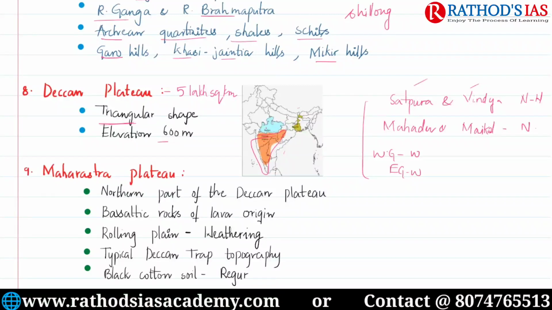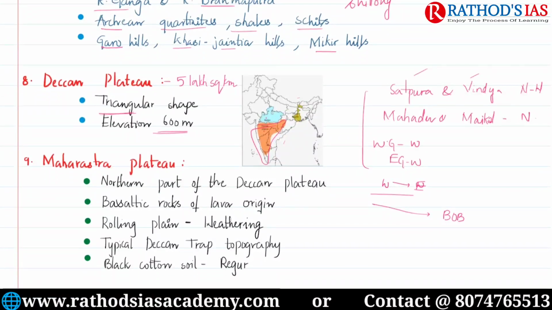The average elevation here is 600 meters, and its general slope is from west towards east, so that many rivers which originate in this peninsula, the peninsular rivers, flow from west to east and drain into the Bay of Bengal.